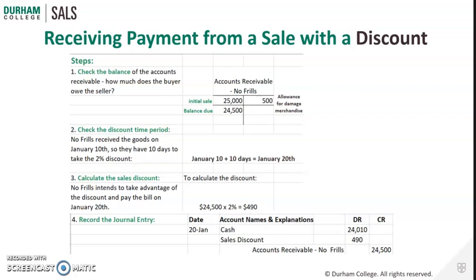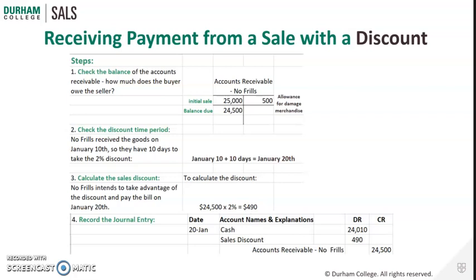Now we want to make sure they are entitled to that discount, so we have to check the discount date. No Frills intends on taking the discount, but we need to double check that. They received the goods on January 10th. The terms were 2/10, so I take January 10th plus 10 days equals January 20th. And since today is January 20th, they get the discount. The third point is to calculate the sales discount. No Frills intends to take advantage of the discount and pay the bill on January 20th. So we take the $24,500 times the 2% and we get $490.